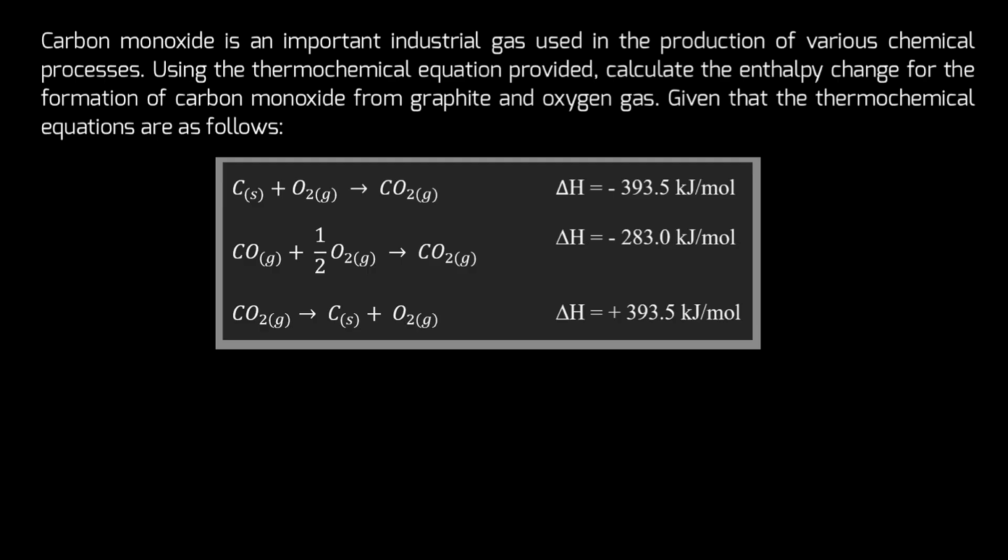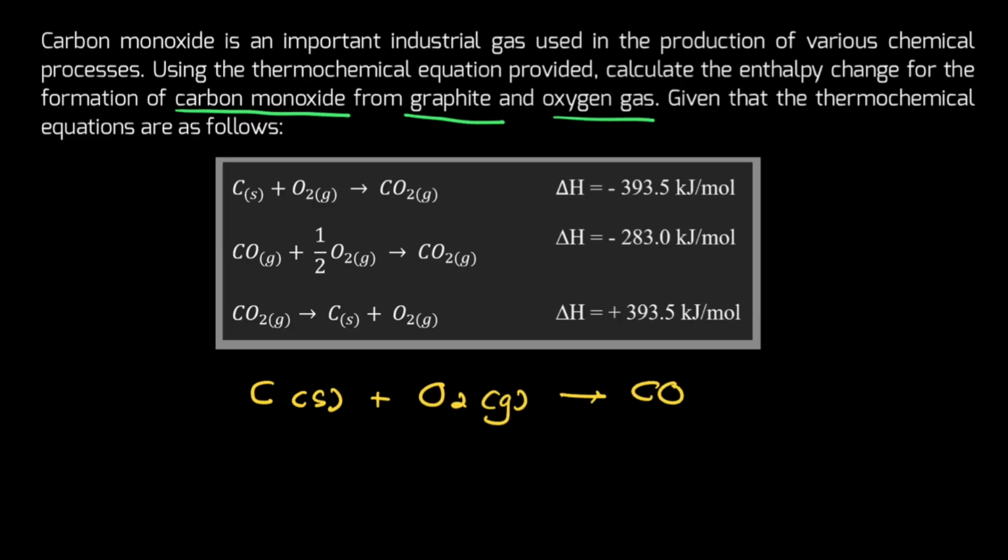The first thing that you need to do in order to answer this question is to write a balanced equation for the target reaction. So the target reaction states that you want to form carbon monoxide from graphite and oxygen gas. So graphite, which is solid, plus oxygen gas will produce carbon monoxide, which should be in gas form. So this is your target equation.